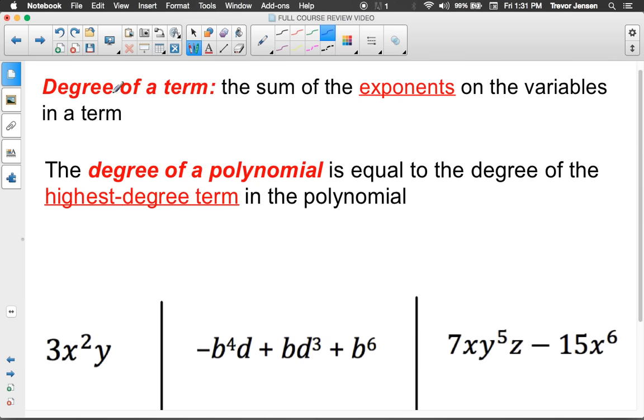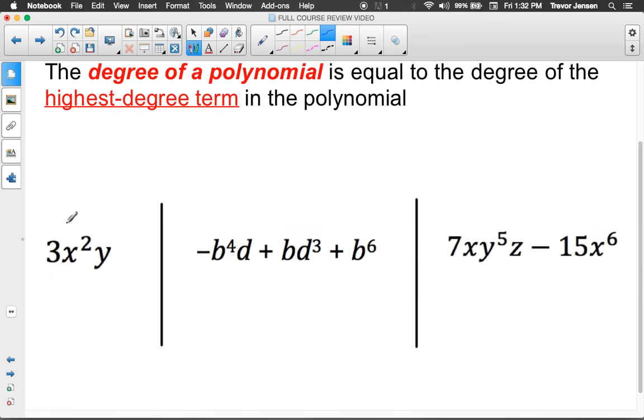So one more thing you'll have to be able to do is state the degree of a term and the degree of a polynomial. Now to state the degree of a term, by looking at one individual term, you can state the degree of it just by adding up, so finding the sum of the exponents on all of the variables in that term. So if we look at this first example here, 3x squared y, this is one term. So this is a monomial. There's nothing else added or subtracted from it. It's one term, has 2 variables.